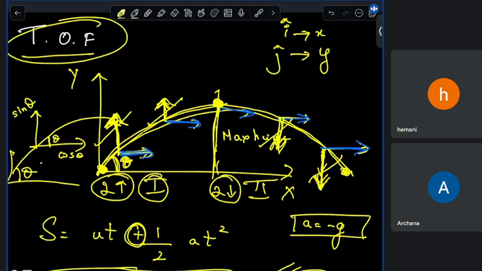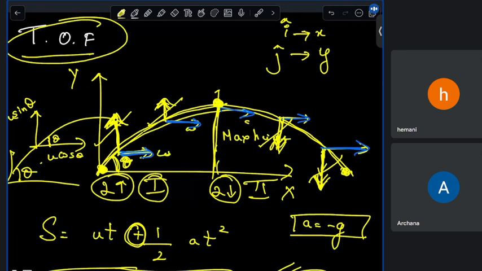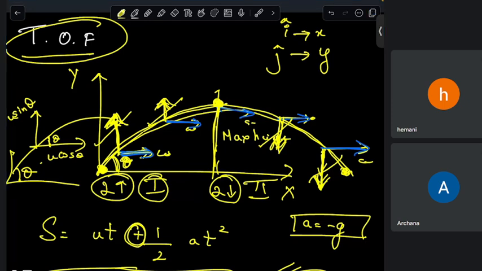We start with some velocity, called the initial velocity. So this becomes u cos theta and u sin theta. Now, in all the diagrams, what is remaining constant? u cos theta is constant, all those blue marks are u cos theta. What is the only thing which keeps on changing? Sin theta.